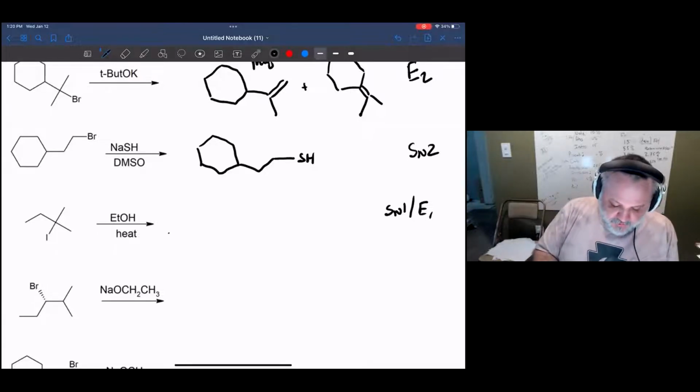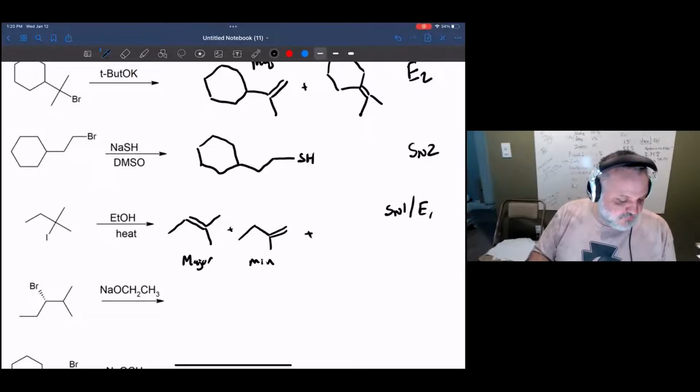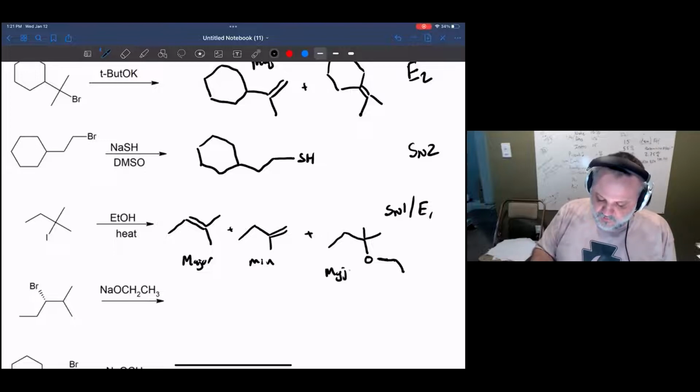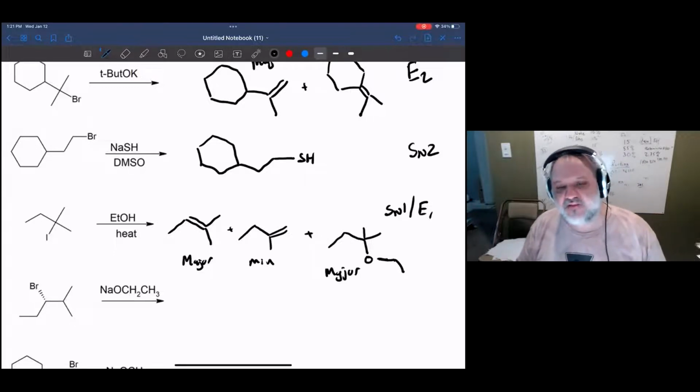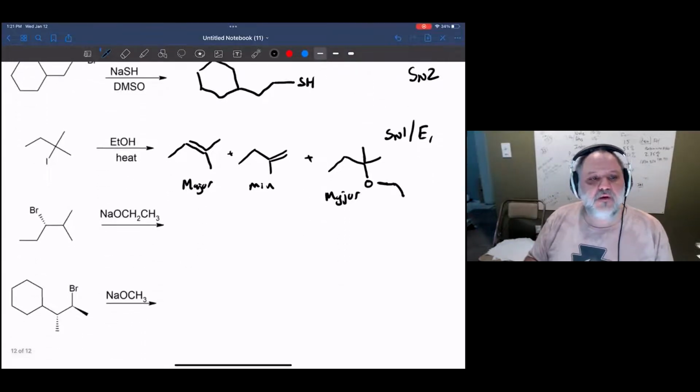Okay, for the elimination products, I can form a double bond here, but I could also form a double bond there. This one, of course, will be the major product because it's more stable. And then for the substitution reaction, I'll have another major product where I have an OEt that forms here. Now, I don't have to consider an enantiomer because that's not a stereo center. Okay, what about the next guy?